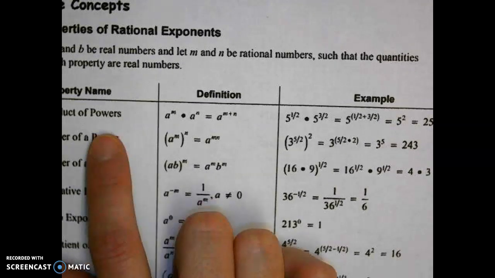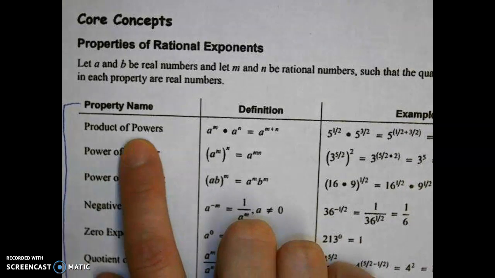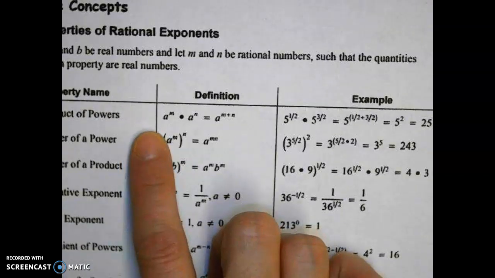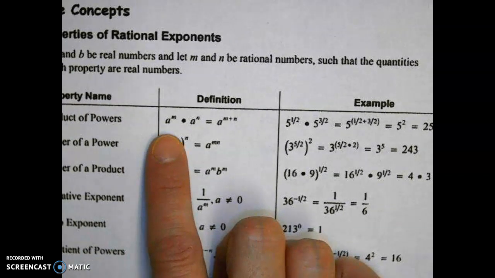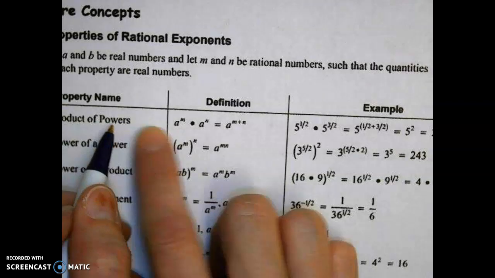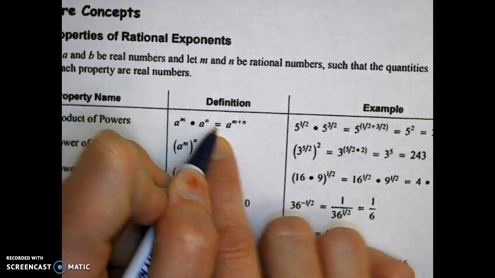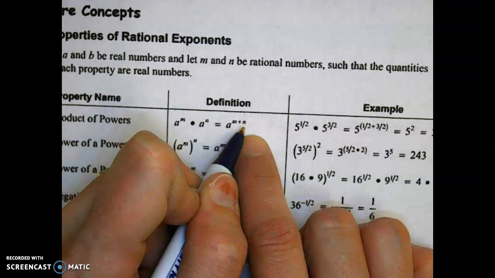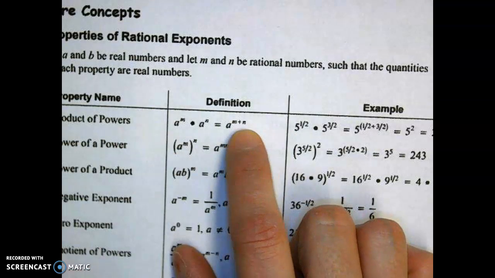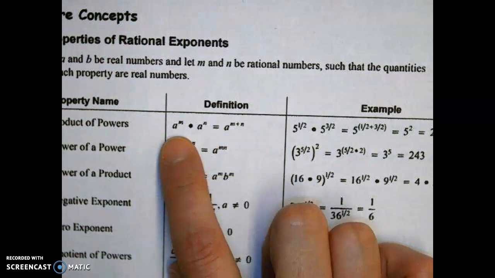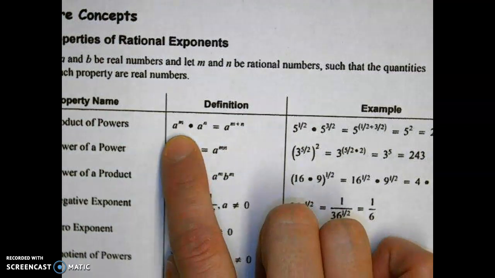So let's look at a few of them though, so you can see how the properties work. Now, you should have seen some of this stuff in Algebra 1. Like this says product of powers. A to the m times a to the n equals a to the m plus n. They're trying to show you the rule. And I think you've seen that before.